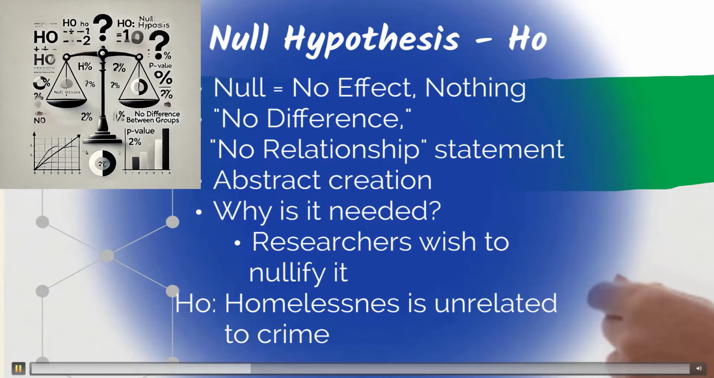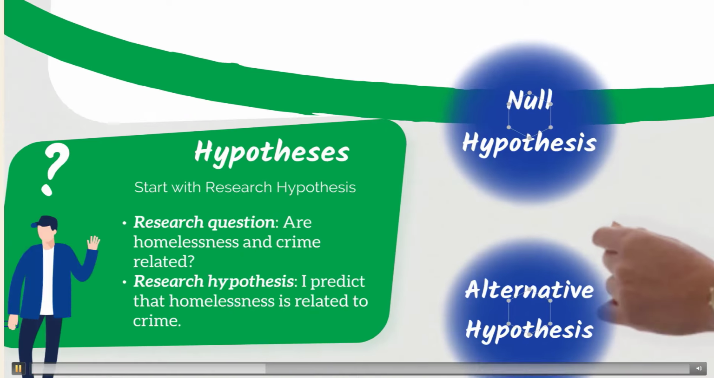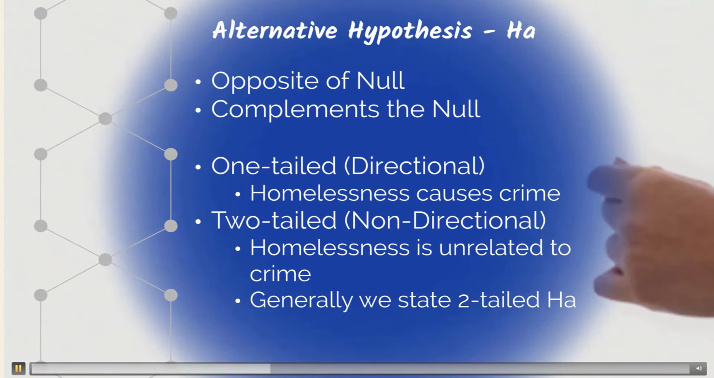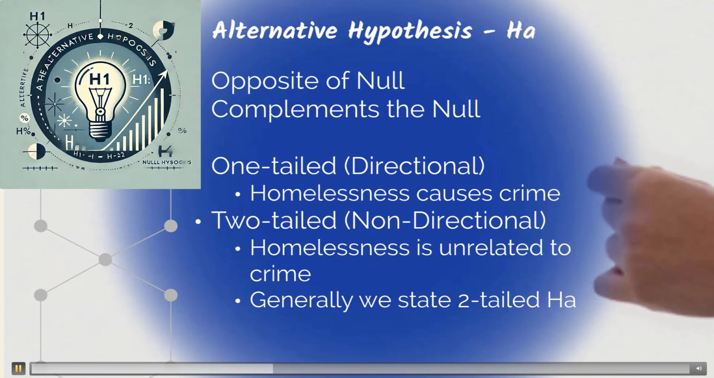The null hypothesis we used as an example before would be that homelessness is unrelated to crime, or, stated otherwise, there is no relationship between homelessness and crime. The alternative hypothesis is the hypothesis that is the opposite of null, and it is the statement that matches your research question, what you want your study to show.